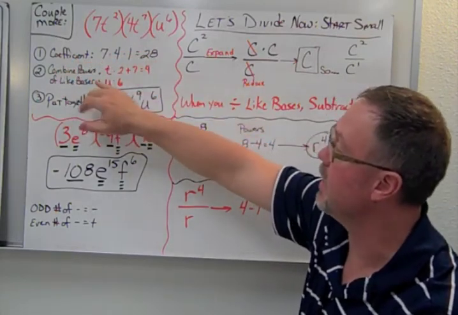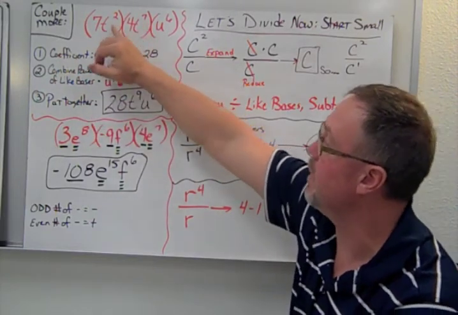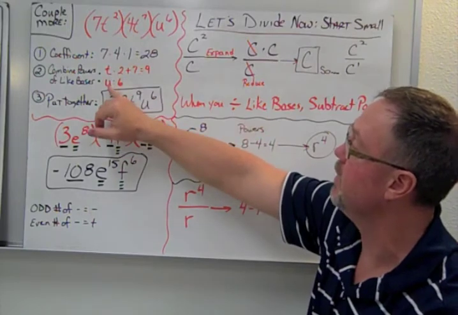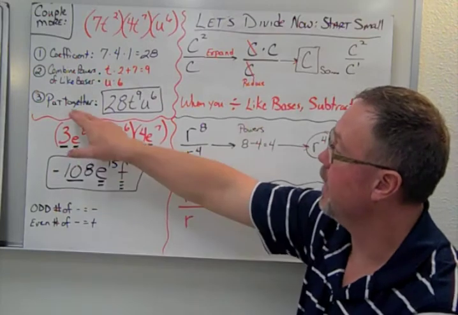I'm going to combine the powers of the like bases. So in my t's, I'm going to take all of my powers, and I have 2 plus 7 gives me 9. U to the 6th, which is just the u base. And I'm going to put it all together.